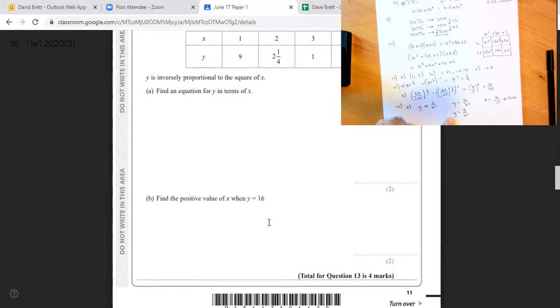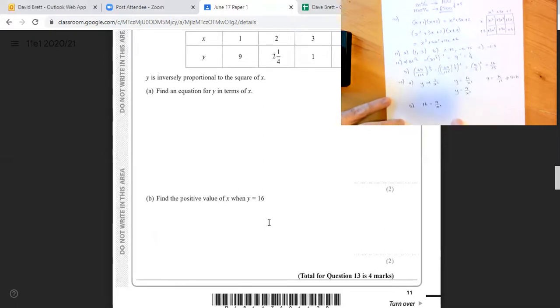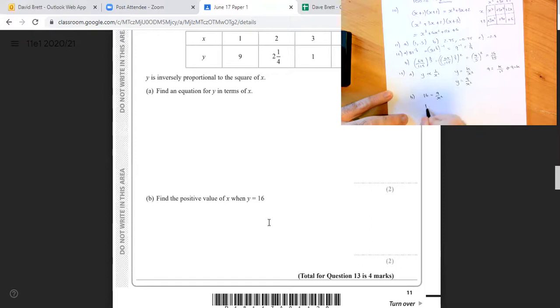B says find the positive value of x when y is 16. So y is 16, so that's 9 over x squared. So let's take the x squared up to here. 16x squared equals 9. So x squared equals 9 over 16. So x equals the square root of 9 over 16. So that is plus or minus 3 over 4, because remember there's a positive and a negative solution. And it says find the positive value of x when y is 16. So x equals 3/4.